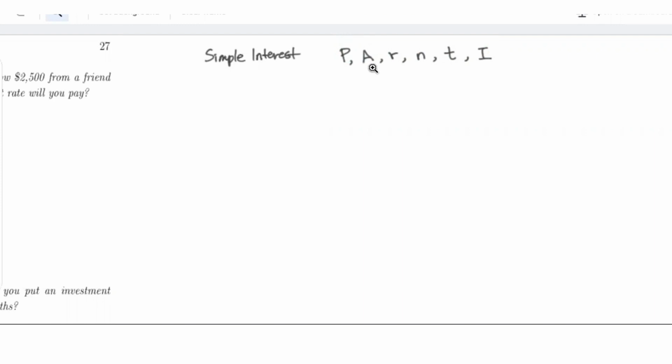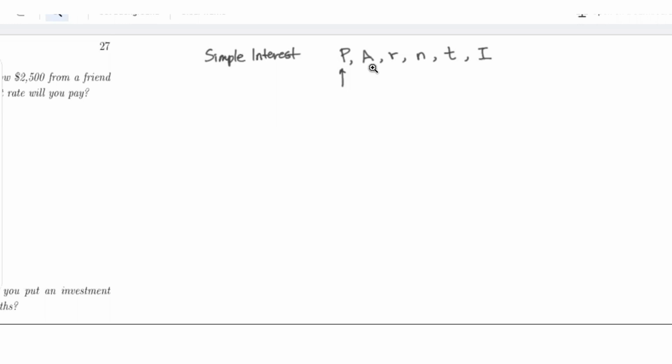Let's understand the meaning of each one. P is the principal, the beginning amount. It's the amount you deposit or the amount you borrow. So it's the beginning amount of a loan, the beginning amount of savings, anything beginning.